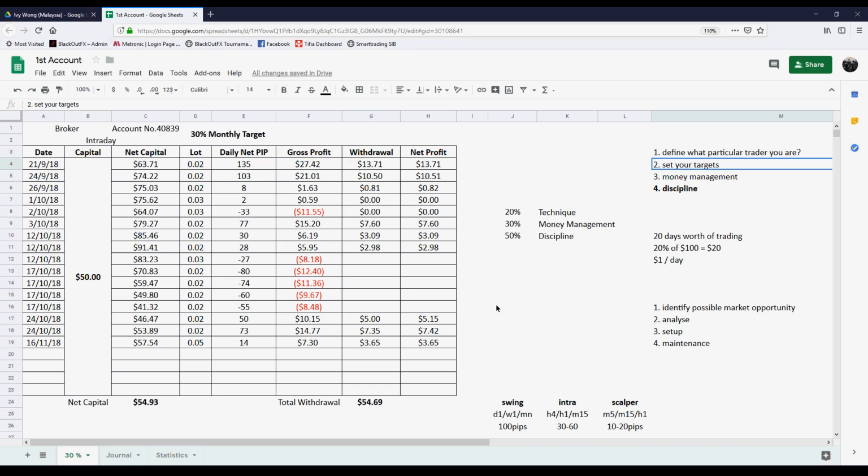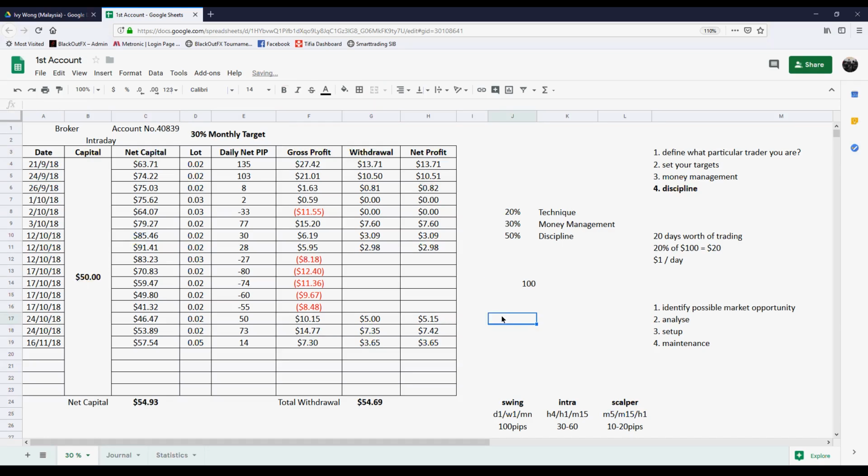This is a good example from one of my students. I told her that in order for you to grow your money, you need to be able to set yourself a target. So she set herself up for a 30% monthly target. Basically, if it's $100, you need to grow your account by $30 a month.